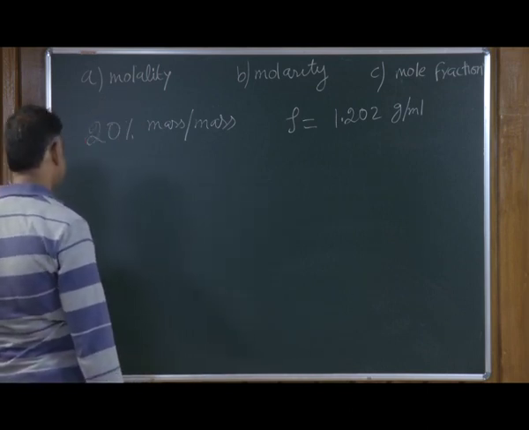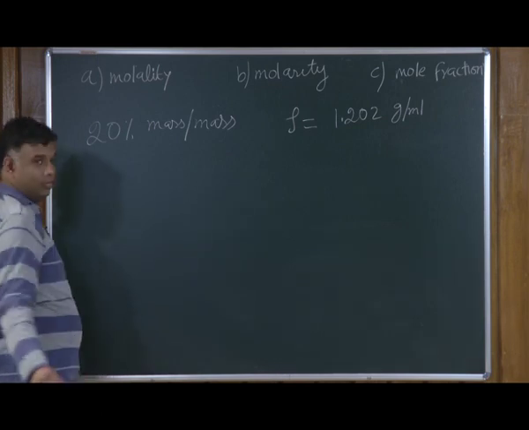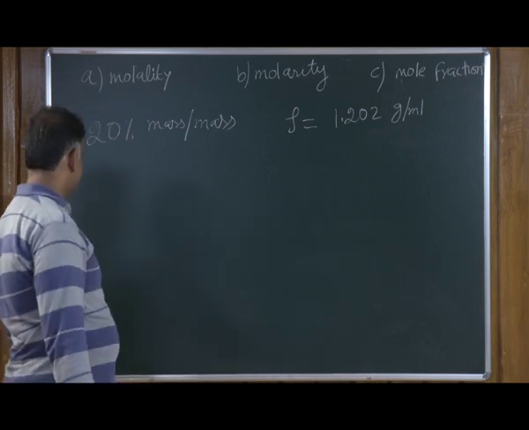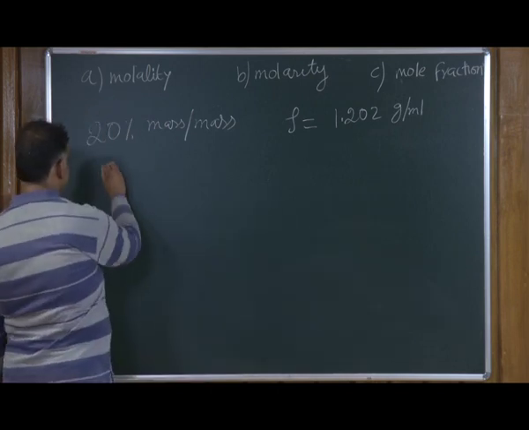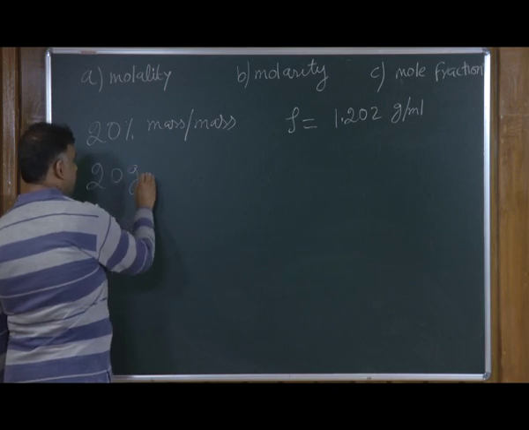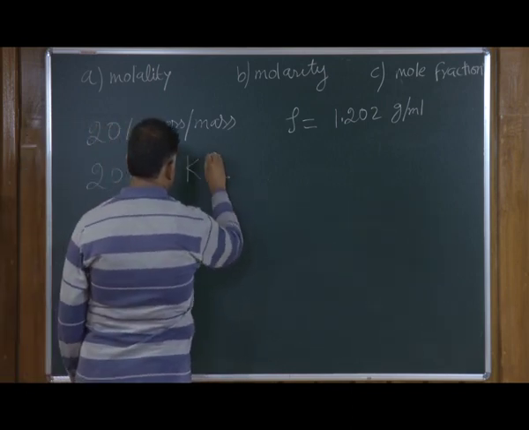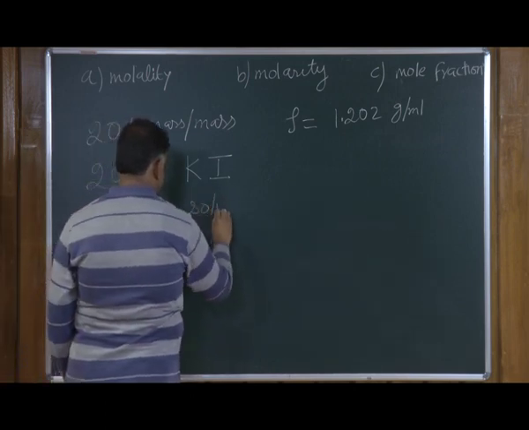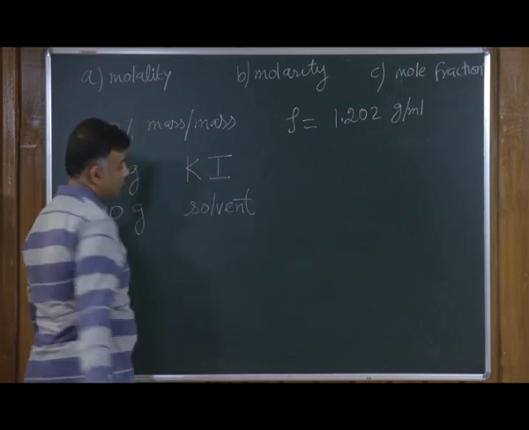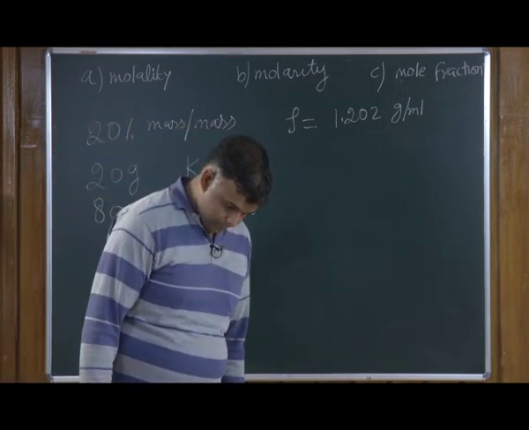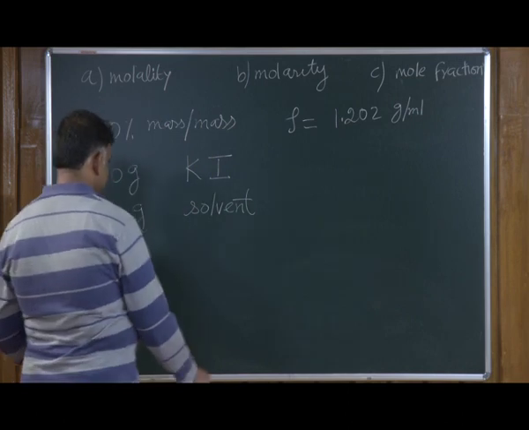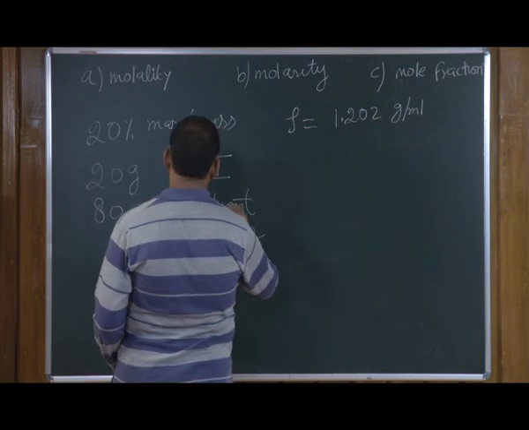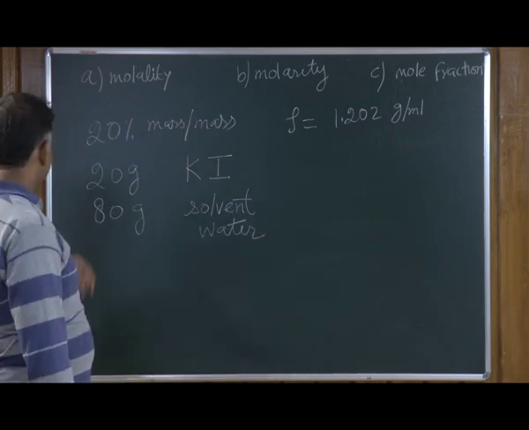So, this is a mass percentage. The definition of mass percentage is mass of the solute divided by total mass. So, it is very clear that this solution contains 20 gram of KI and 80 gram of solvent. Solvent, that is water, because it is an aqueous solution. Now, we have to calculate those quantities one by one.